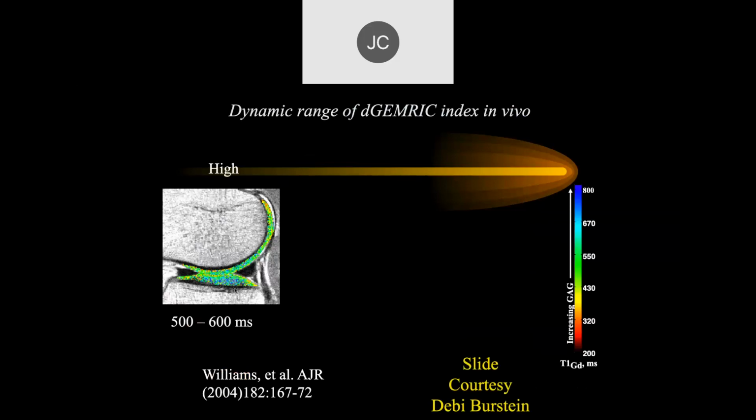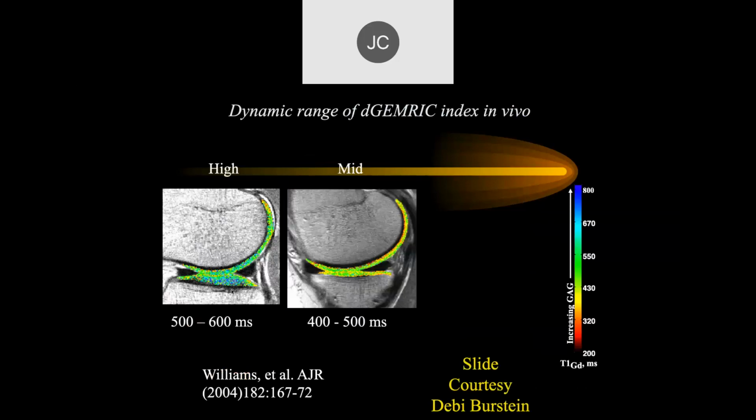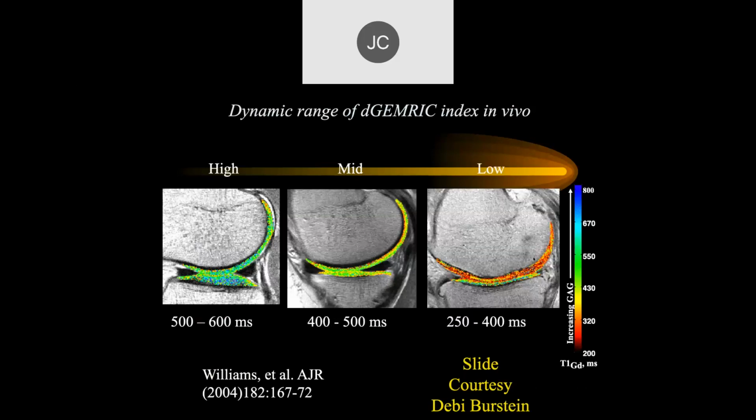So here's a case that's normal. This is what a normal dGEMRIC technique looks like. Here is mildly abnormal, where you can see significant signal change, going from the top here of high concentration of glucosaminoglycans to moderate concentration between 400 and 500 milliseconds, and then severe disease where you have marked loss of glucosaminoglycans and the T1 time is between 250 and 400 milliseconds. So you can actually quantify the biochemical changes within the articular cartilage using this particular technique.